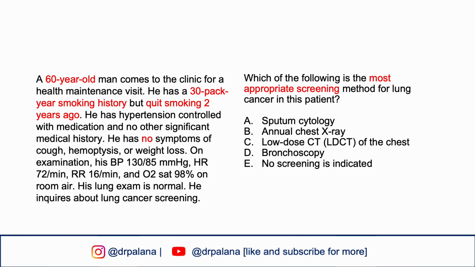A low-dose chest CT is the preferred screening method as it is more sensitive than a chest x-ray in detecting early-stage lung cancer, and it uses a lower dose of radiation. Sputum cytology, annual chest x-ray, and bronchoscopy are not recommended for routine lung cancer screening due to lower sensitivity or being too invasive without indications, such as bronchoscopy.